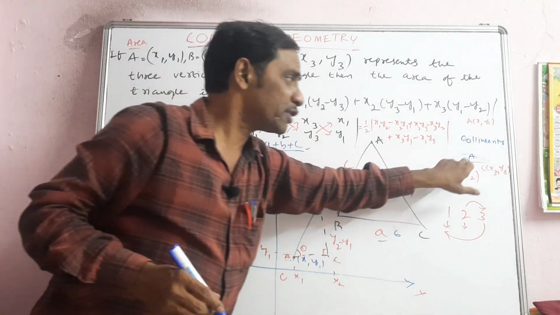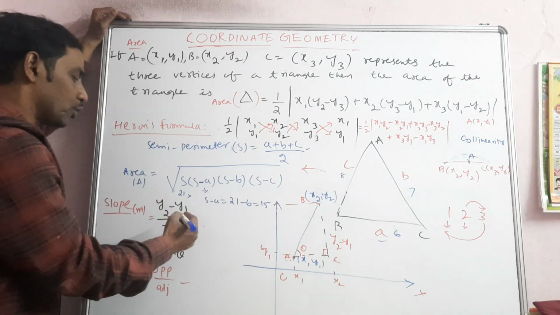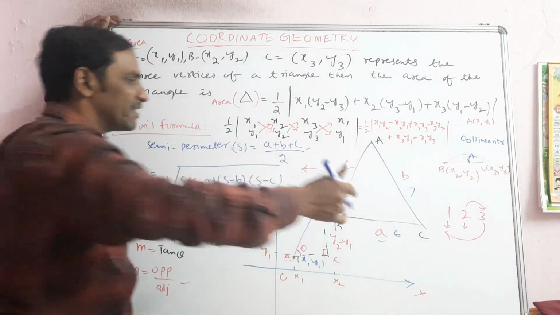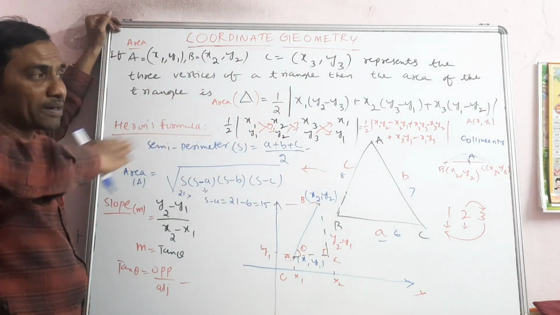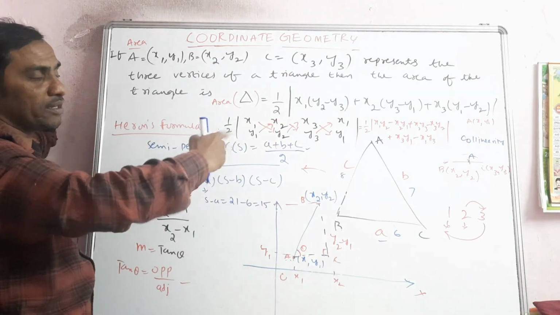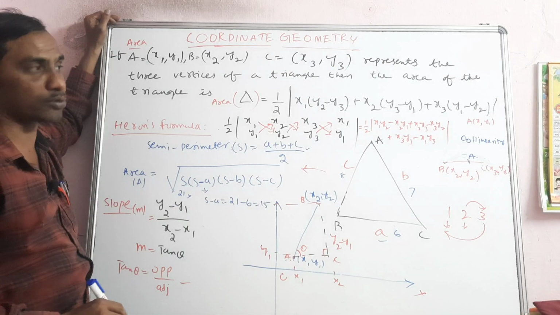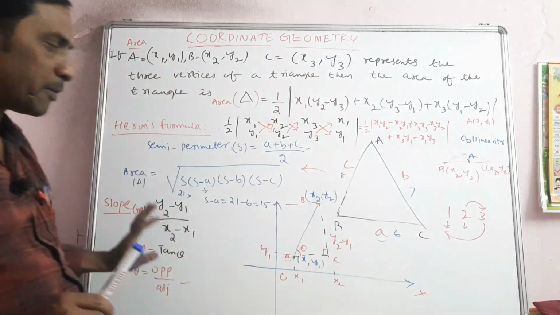And collinearity you can prove by another formula also, by using slope. If the slope of BA is equal to the slope of AC, or AB is equal to BC, you can take the points any way, A here and B here and C there, whatever it is. If the slopes of BC, AC and BA are equal, they are collinear. Like that you can prove it also. So collinearity we can prove by these two methods.